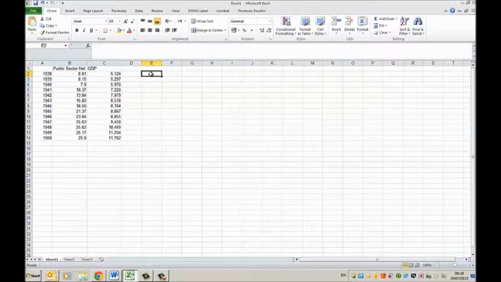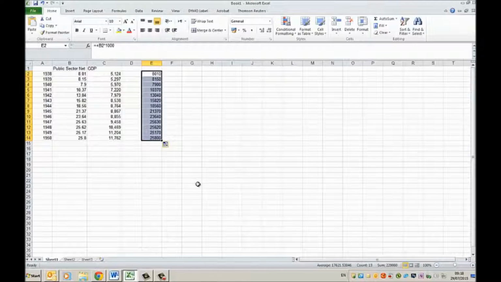Now, to do that, I take the figure for public sector net debt in this cell here and multiply by 1,000, and that gives me the figure in millions. And now I'm going to copy that down here, and that will give me my debt figures in millions of pounds so I can make a comparison with the GDP figures.